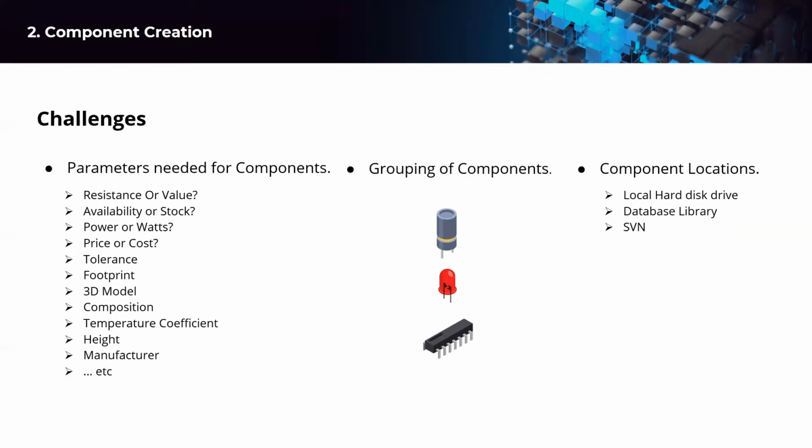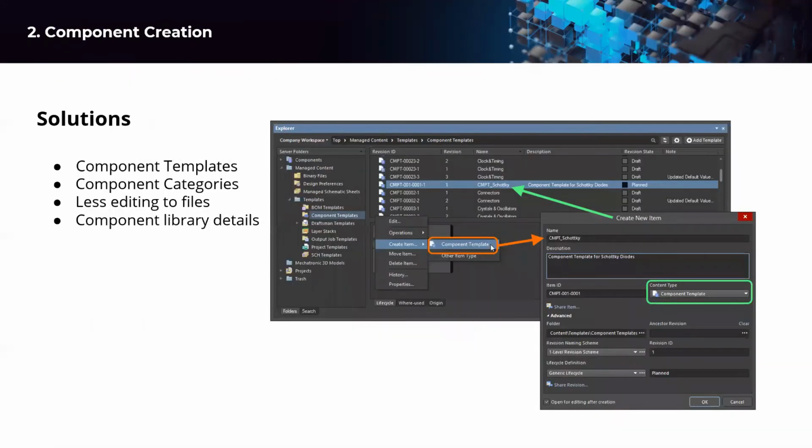Okay, so this is the next challenge we face. So how do we overcome these challenges? We see here the solutions. The best solution we have is under this Altium 365 workspace, where we have the component templates. For each group, we have a component template, which you can see in the picture: there is one for connectors, oscillators, the Schottky diode.